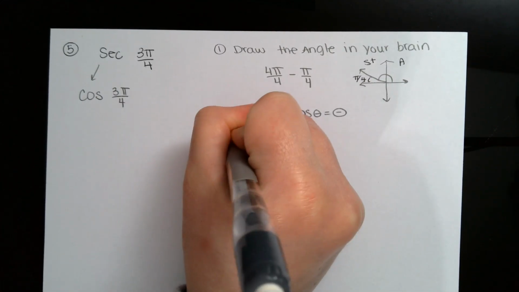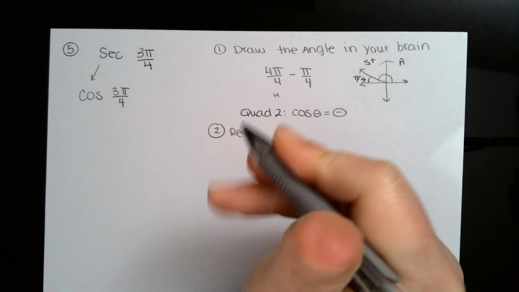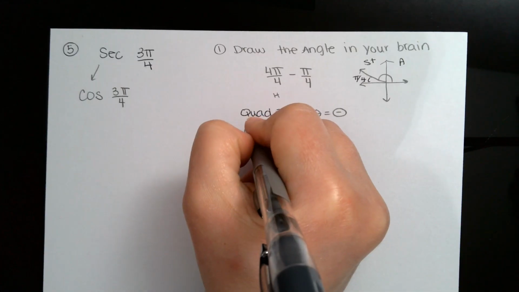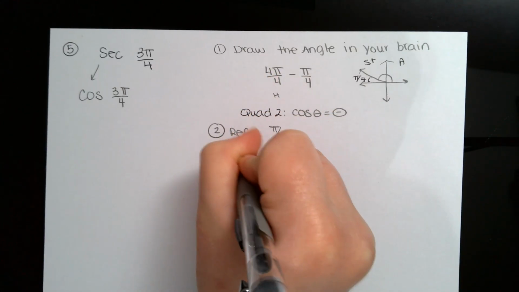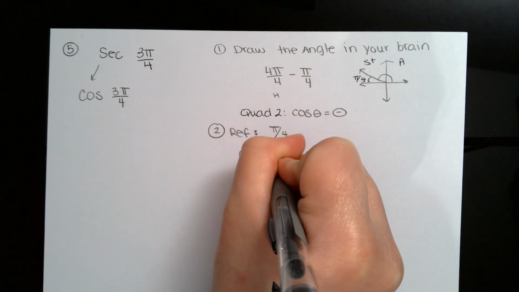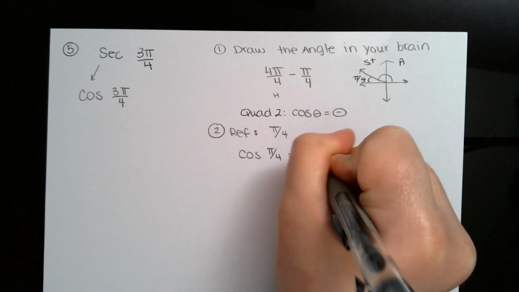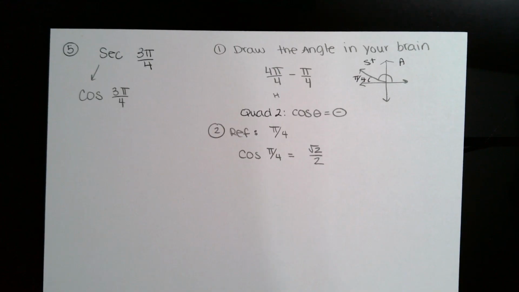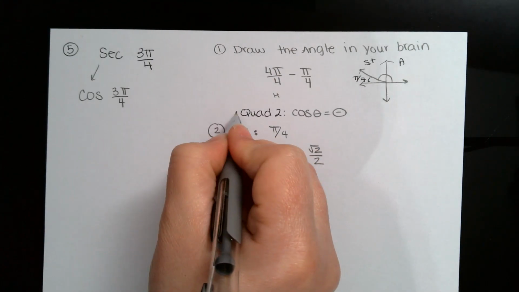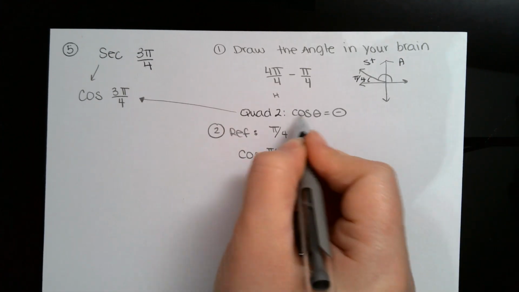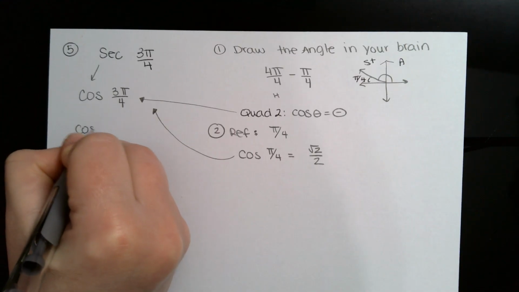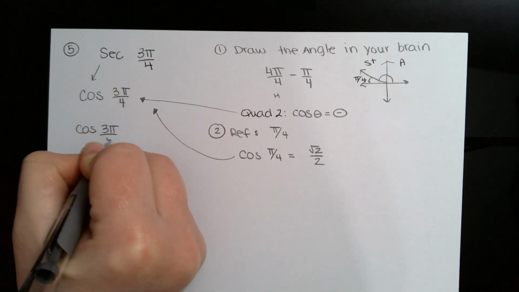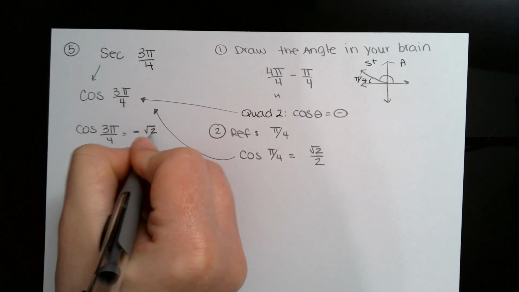Okay, step number 2, we want a reference angle. Reference angle is going to be pi fourths. We already said that. So that means cosine of pi fourths is root 2 over 2. But again, we don't have that. We have two different things. First of all, we have this in quadrant 2, which means the answer to cosine is going to be negative. So it's now negative root 2 over 2.